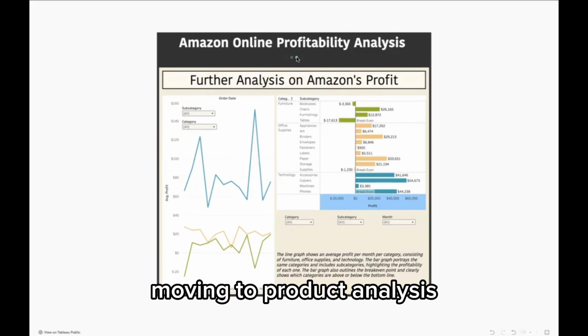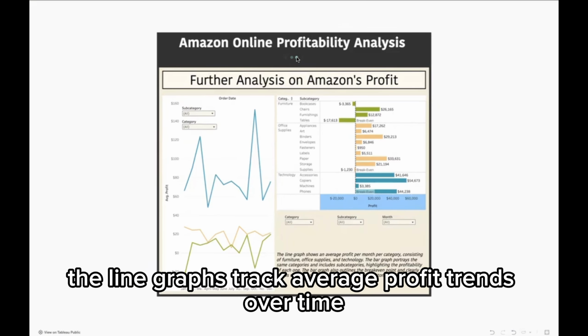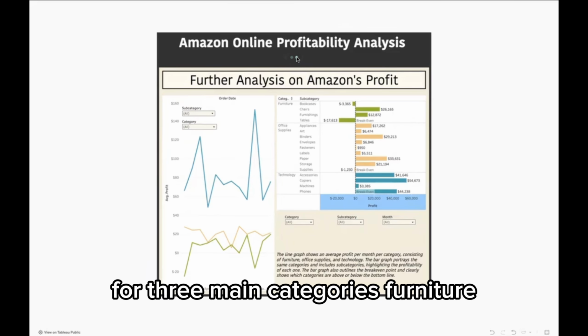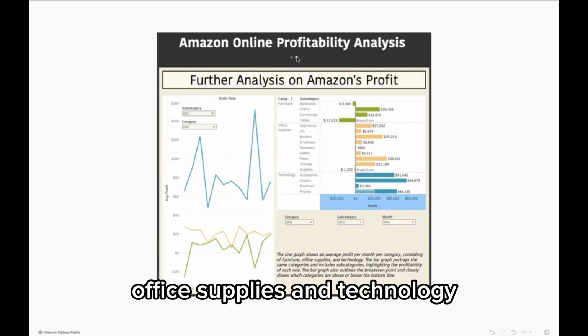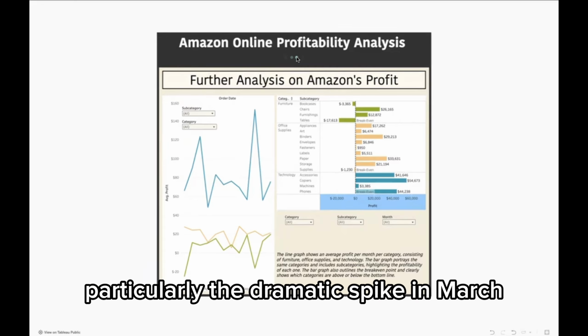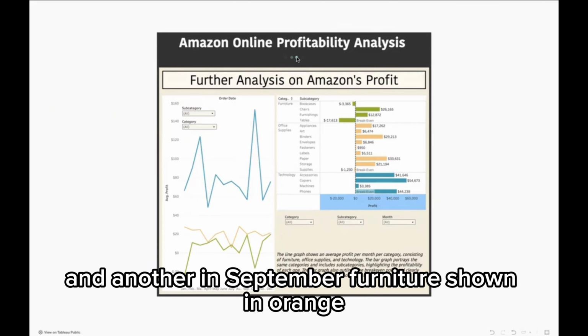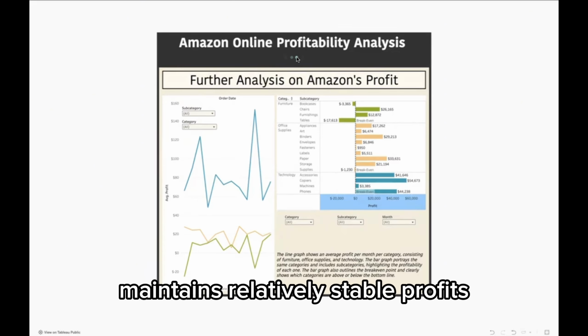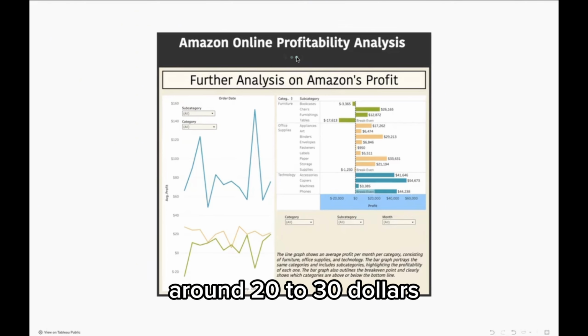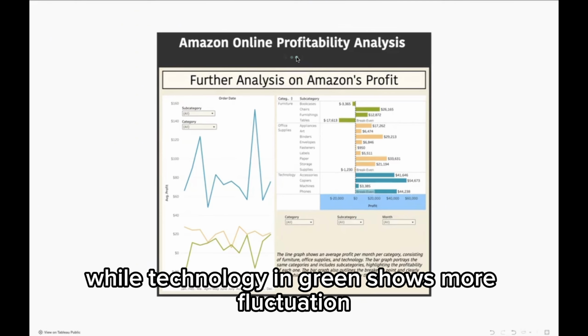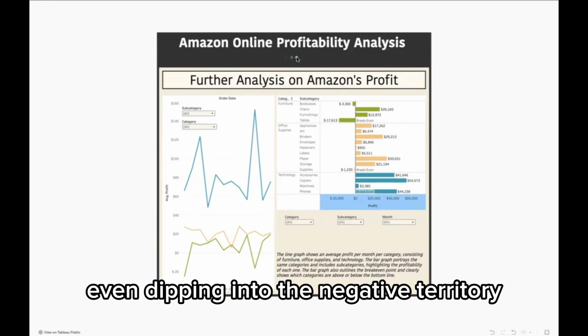Moving to product analysis, the line graphs track average profit trends over time for three main categories: furniture, office supplies, and technology. Notice the volatility, particularly the dramatic spike in March and another in September. Furniture, shown in orange, maintains relatively stable profits around $20 to $30, while technology in green shows more fluctuation, even dipping into the negative territory.